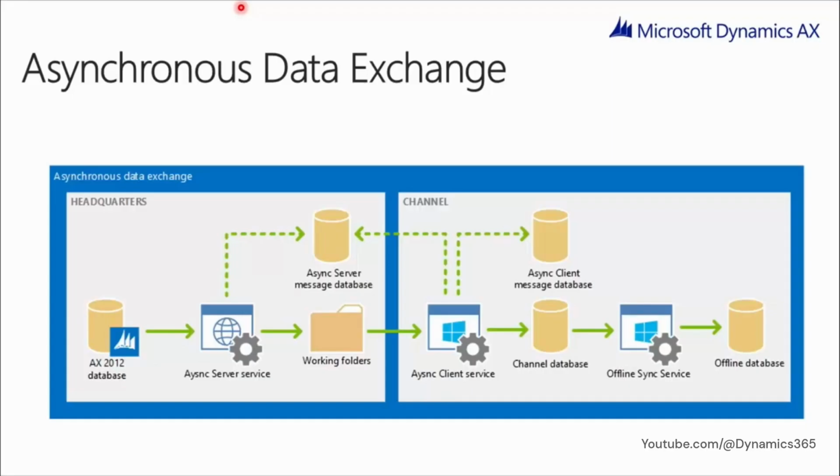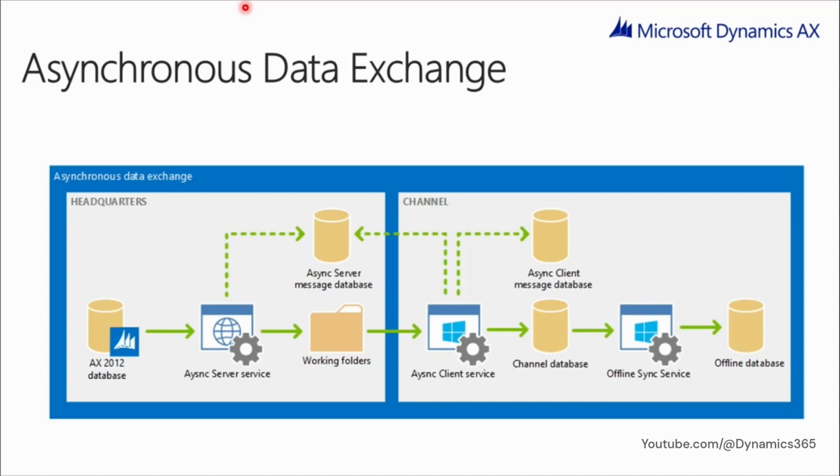At a configurable interval, the asynchronous client polls for data to download. If there is new data, the asynchronous client takes the data from the working folder and applies it to the local channel database. Therefore, in a typical configuration, a single instance of async server at the head office takes data from Microsoft Dynamics AX. Let's look at that in this particular slide.